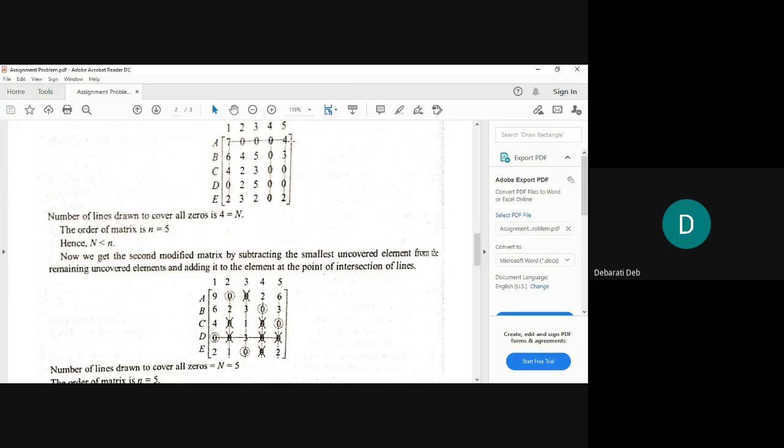Also, in the fifth element place, that was an intersecting point. So we will add 2 to this 4. I'm talking about the first row. The last element will also have an addition of 2 here, because this is an intersecting point. So it will become 6.